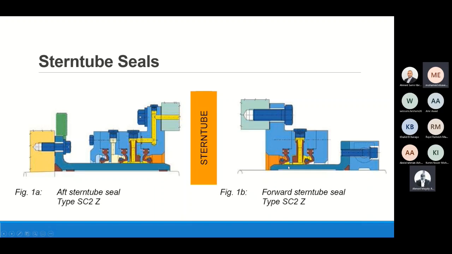Okay, guys, is this clear? So for this, you have the forward liner, which is in here in blue, as you can see with my mouse cursor. And you have the aft liner, which is here. The aft liner will be connected to the propeller, in blue color, so it will be resting on something. The forward liner is here.